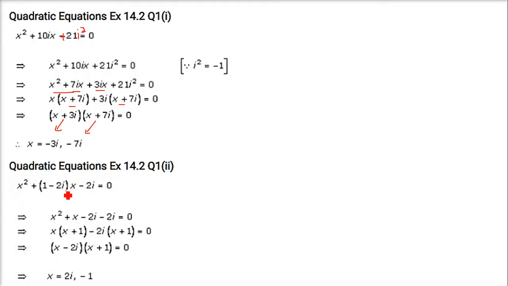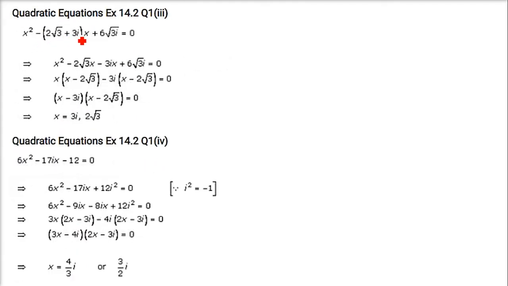Here x square plus 1 minus 2i x minus 2i. Now open it. x square plus x minus 2ix minus 2i. Take x common from here, you get x plus 1. Take minus 2i from here, you get x plus 1. Now take the x plus 1 common from both. So you get x minus 2i and x plus 1 equal to 0. Put this as 0, x will be 2i. Put this as 0, x will be equal to minus 1.